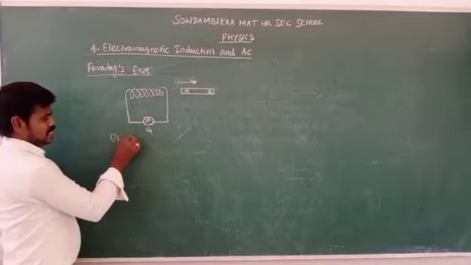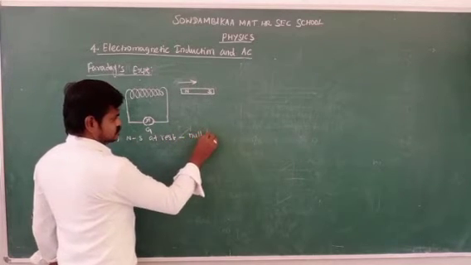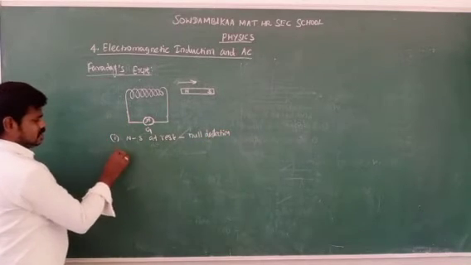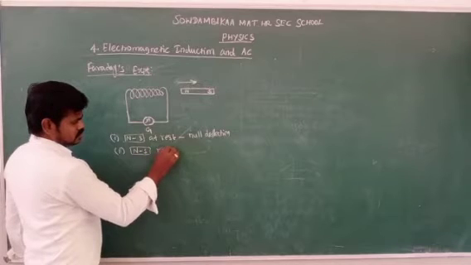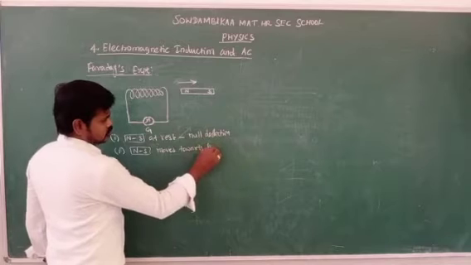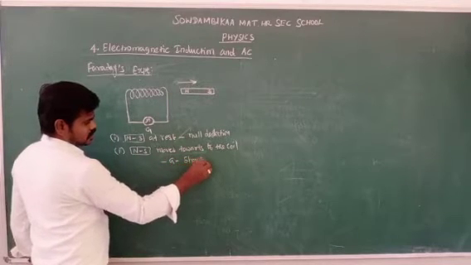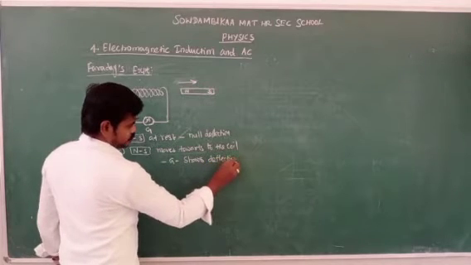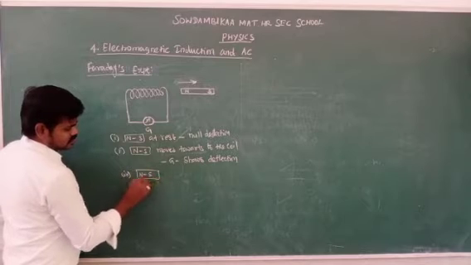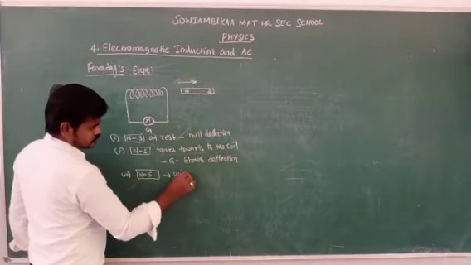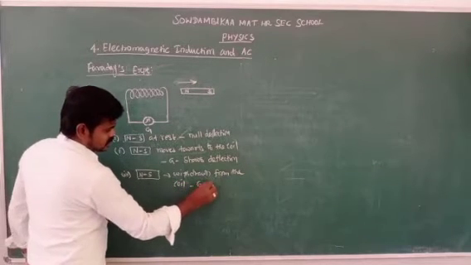So first step, the magnet NS at rest: the galvanometer shows null deflection. Second step, the bar magnet NS moves towards the coil: the galvanometer shows sudden and momentary deflection. Next, the bar magnet is withdrawn from the coil. Now the galvanometer shows deflection.